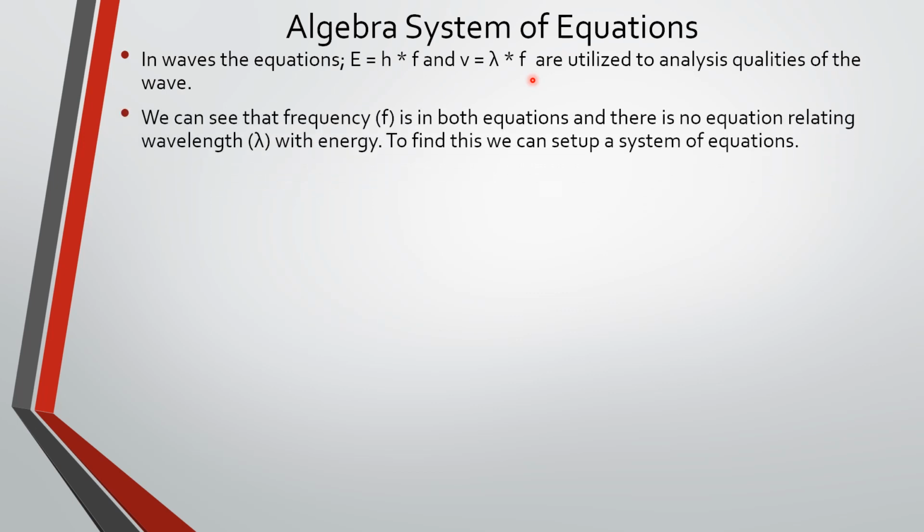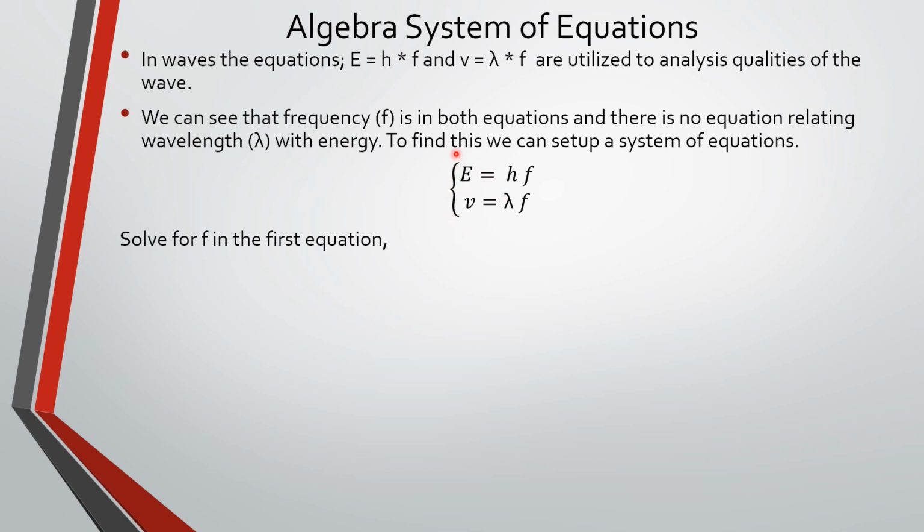We can see that the frequency is in both equations, but there is no equation relating wavelength to energy. So if we have the wavelength of a wave and the speed, we can't necessarily find what the energy is. So we can set up a quick system of equations, and come up with an equation that relates the wavelength to the energy. And then we'll have an equation that we can utilize for that.